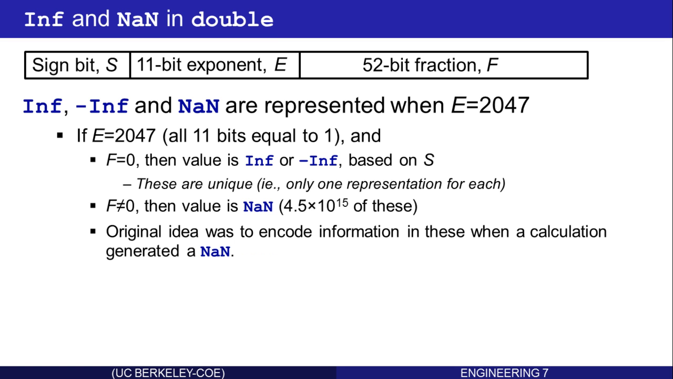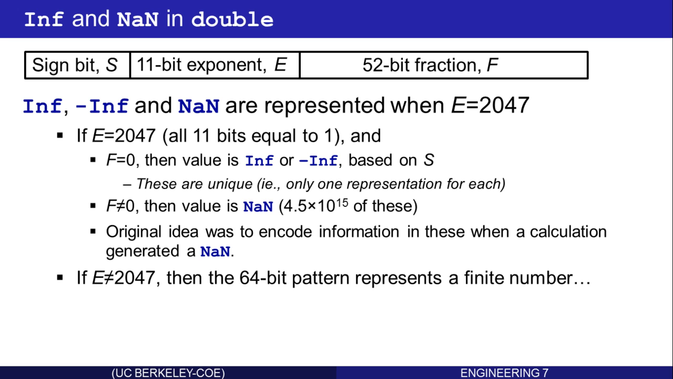As I understand it, an original idea to use all these different representations of not a number was to encode information in these when a calculation generated a not a number. I'm not sure to what extent that was done, and there's no documentation in MATLAB that describes how one can interpret different representations of not a number.